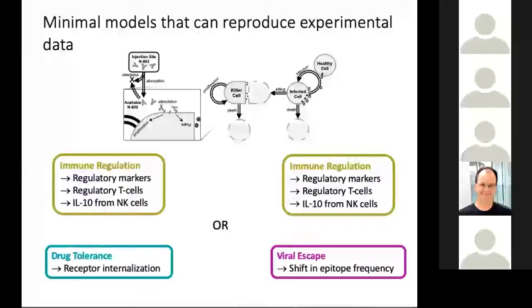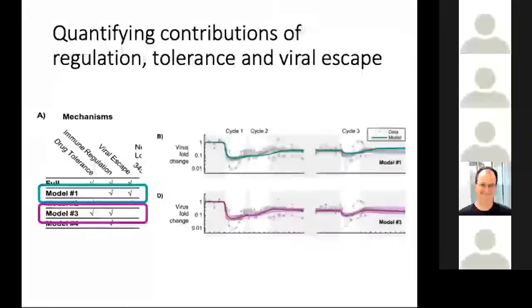So what these results suggest is that either a model with immune regulation and drug tolerance, or immune regulation and viral escape, is able to reproduce the data. At this point, we don't really know which one of these is true or if it's some combination of the two. So we're just moving forward with our analysis, taking this uncertainty into account to see if we can make any consistent predictions. Moving forward, I'm going to show you data that looks like this. It's color-coded again for each of the models, but now we're going to focus in on model number 1 and model number 3.